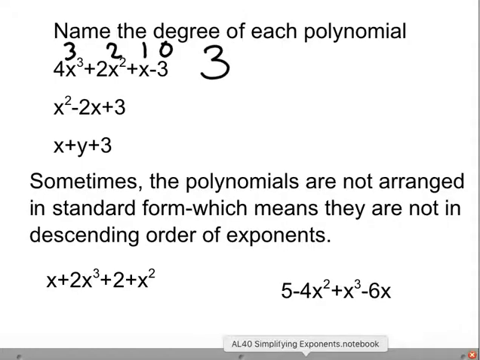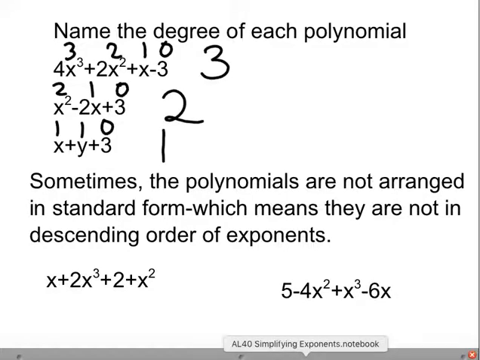Same with the next one, a degree of 2 for x squared, degree of 1 for 2x, and degree of 0 for 3. So overall, it has a degree of 2. And x plus y plus 3, x has a degree of 1, y has a degree of 1, and 3 has a degree of 0. So overall, this has a degree of 1.